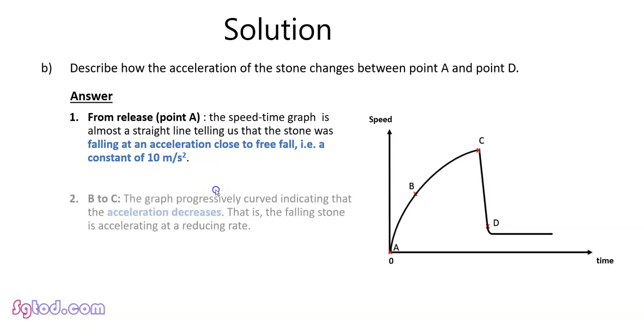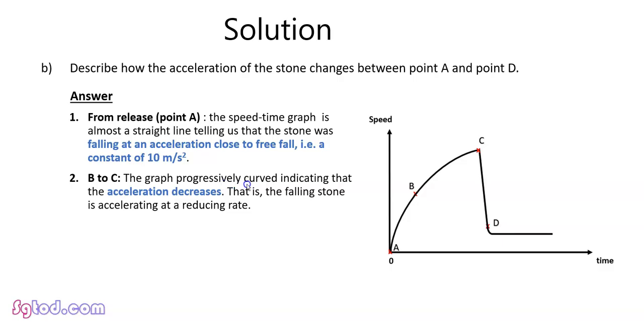Secondly, as the stone moves towards B and then to C, the graph progressively curves, indicating that the acceleration decreases. That is, the falling stone is accelerating at a reducing rate. This is a result of the increase in air resistance that opposes the increase in the speed of the falling stone. The increase in air resistance retards the increase in the speed of the falling stone, thus causing the acceleration to reduce.